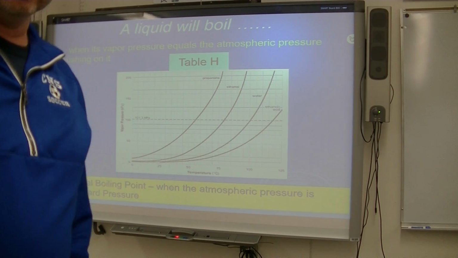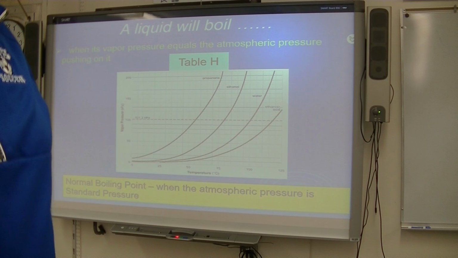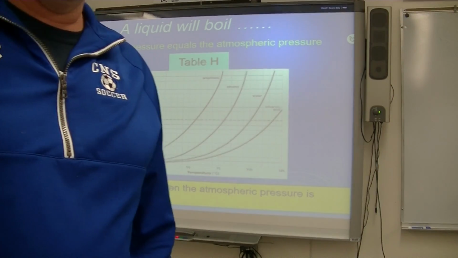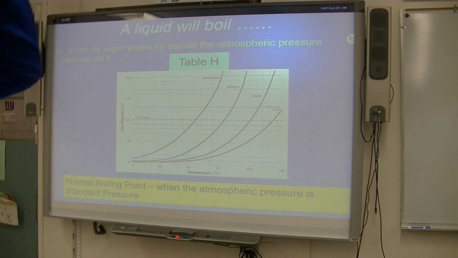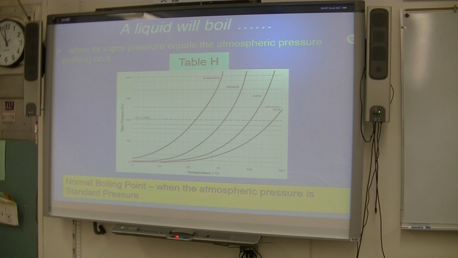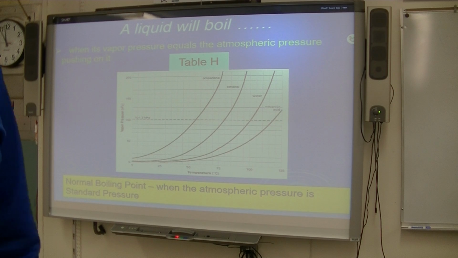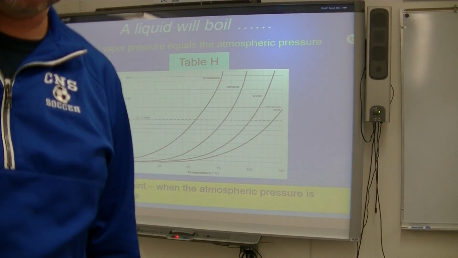Gonna do a quick little demo on boiling. Remember, a liquid will boil when vapor pressure equals atmospheric pressure. So we have our Table H that you can find on your reference tables up here. And the normal boiling point is when the atmospheric pressure is at standard pressure. So that 101.3 kPa is 1 atmosphere, 760 millimeters of mercury.